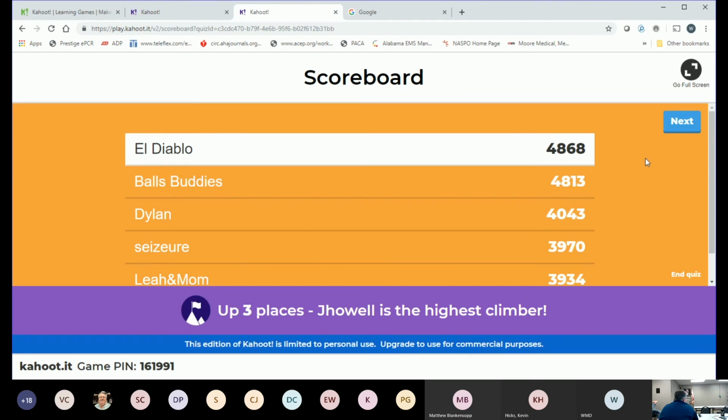El Diablo takes the lead in a strong move, overtaking both Lee and Mom, and Ball's buddies are still in first loser position. Shake and bake.